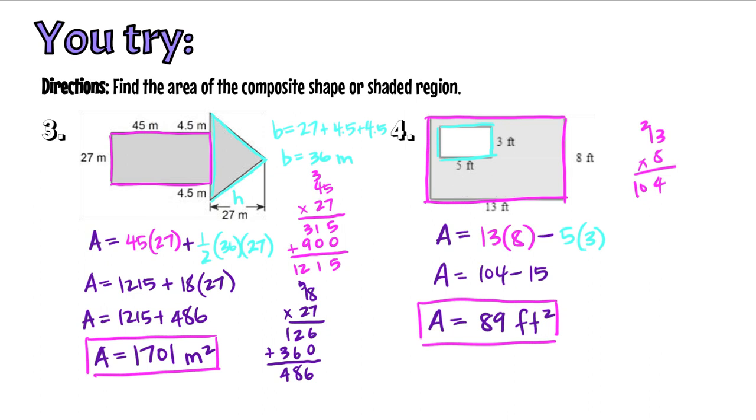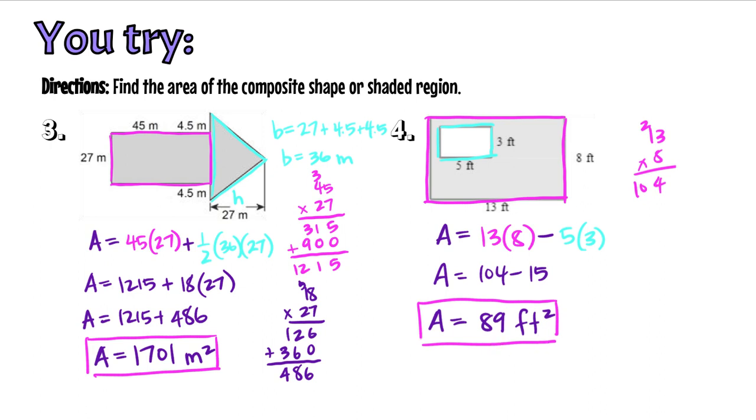In example 4, we need to find the area of this shaded region. To find the area of the shaded region, we need to subtract the area of this smaller rectangle from the area of the larger rectangle. To do that, to find the area of the larger rectangle, we see that the base is 13 and the height is 8. So 13 times 8 minus our smaller rectangle, which is a base of 5, times a height of 3, which simplifies to 89 feet squared.